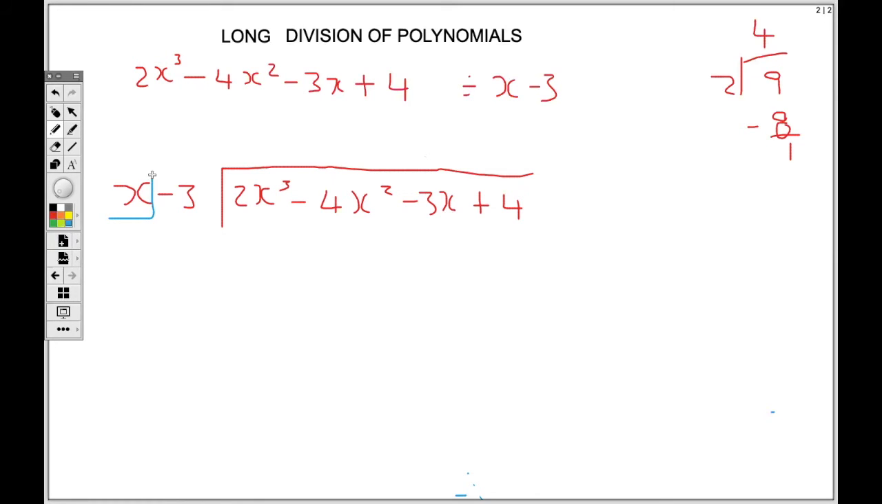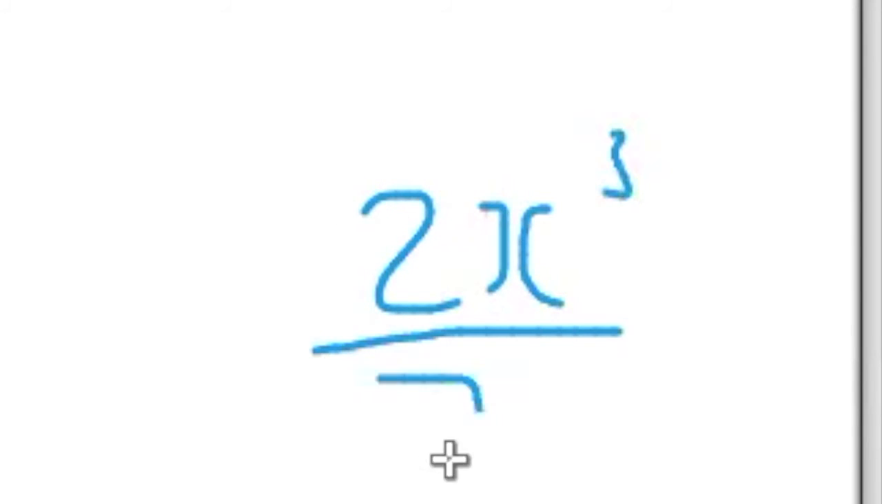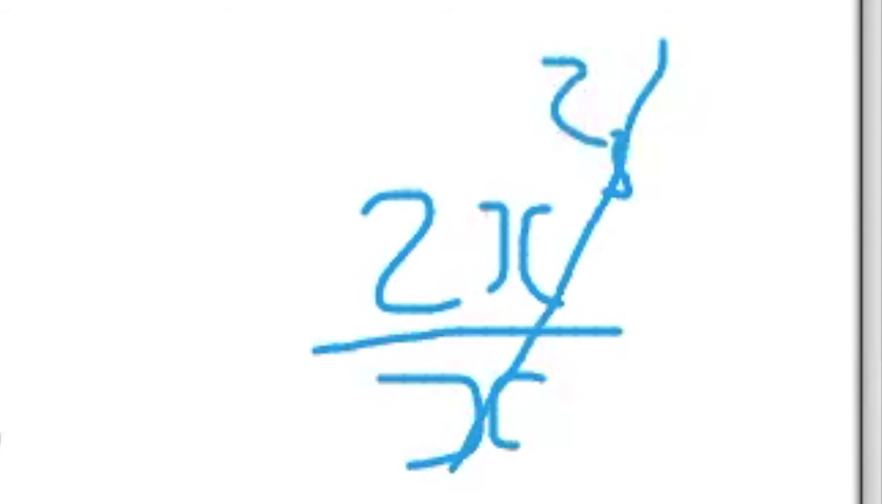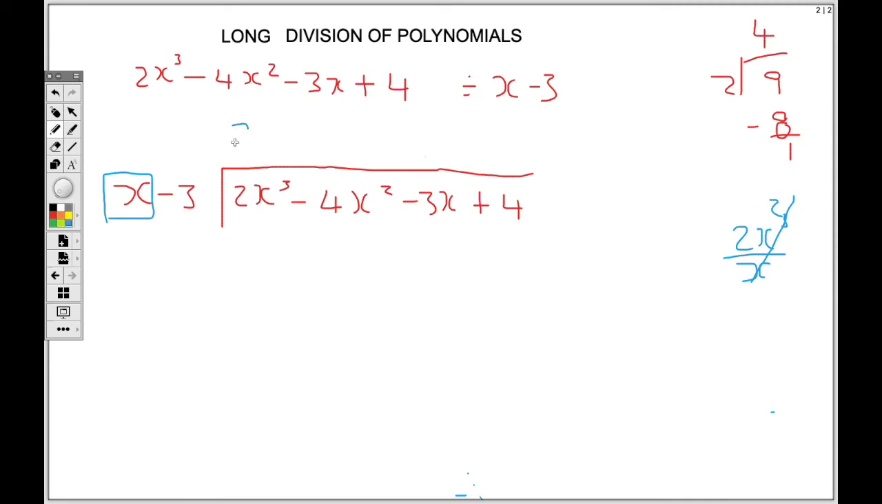Now, the x is what we use to divide with. So we say x into 2x cubed. Again, it's like saying 2x cubed divided by x. One of the x cancels, so I'm left with an x squared in the numerator. So in the quotient area, I will have 2x squared.